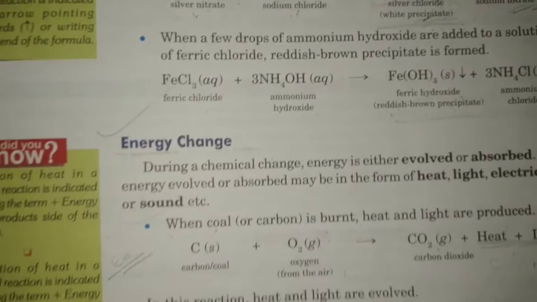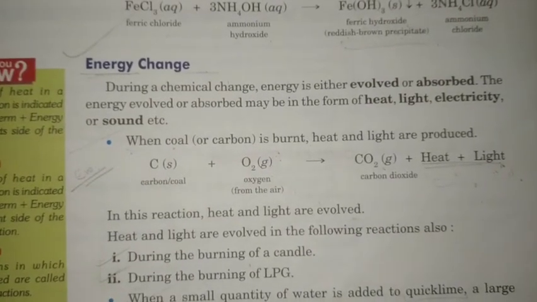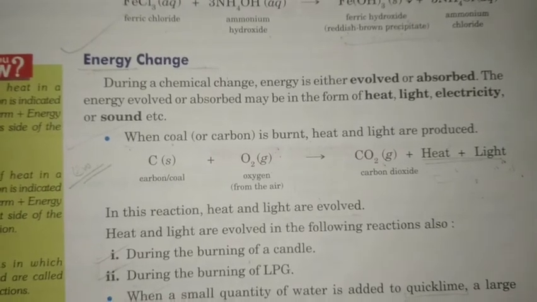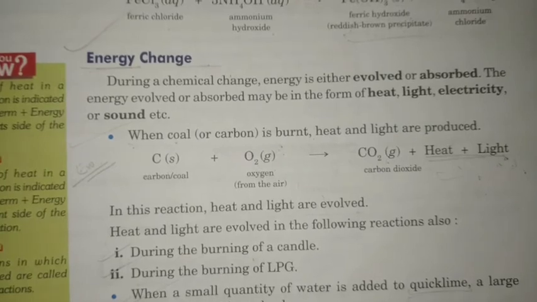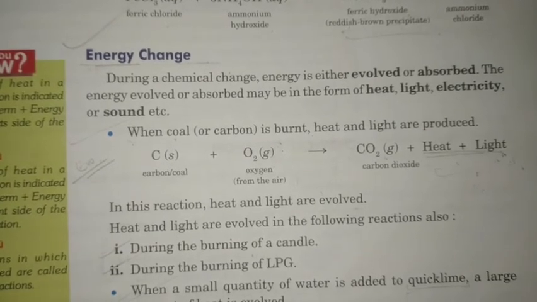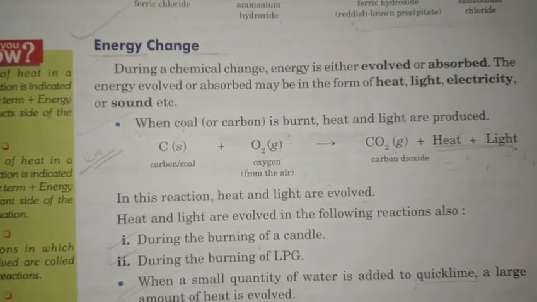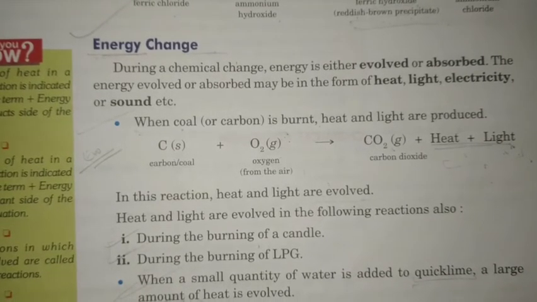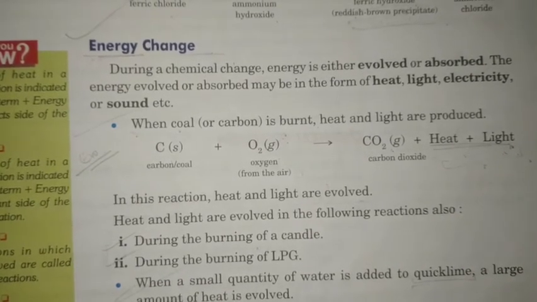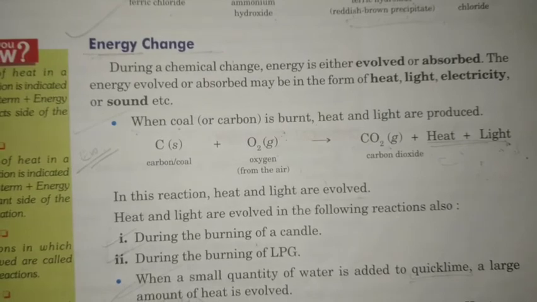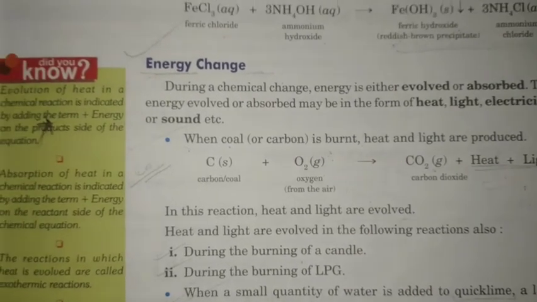The next characteristic is energy change. During a chemical change, energy is either evolved or absorbed. The energy evolved or absorbed may be in the form of heat, light, electricity or sound. In the first reaction, you can see that coal burns in the presence of oxygen to form carbon dioxide plus heat plus light. So in this reaction, heat and light are evolved. This is the characteristic of energy change.